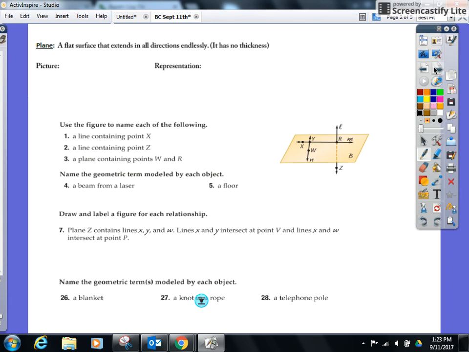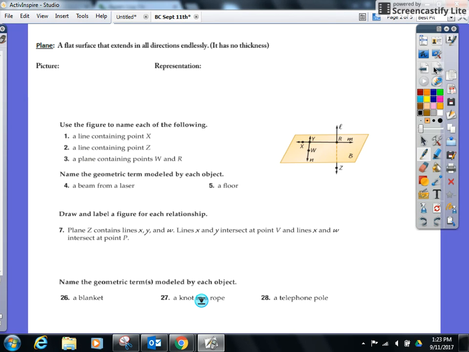But okay, next up, a plane. And if you read the definition of a plane, it's going to be really hard to visualize and really hard to draw because it's a flat surface, extends in all directions endlessly, and doesn't have any thickness to it. So how the heck do I draw that? How the heck do I visualize it? Well, let's scale it down a little bit. Here's what I think about as a plane.